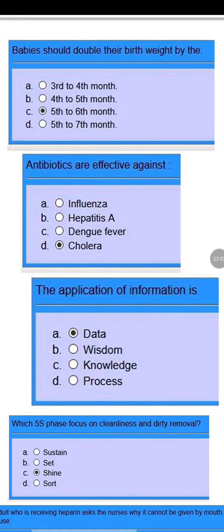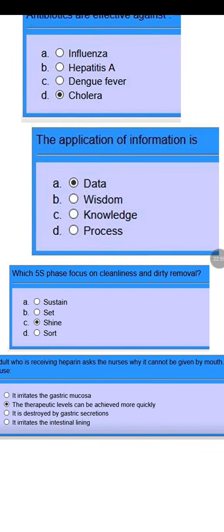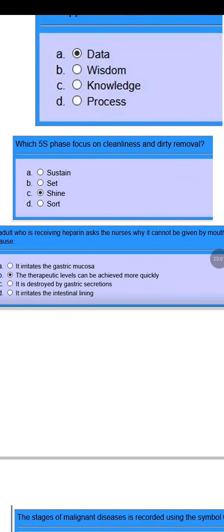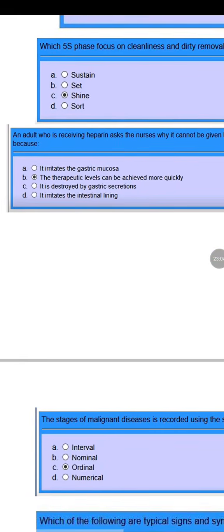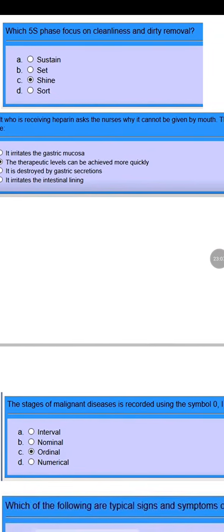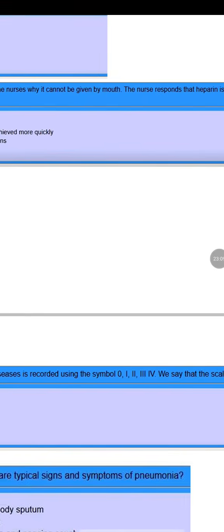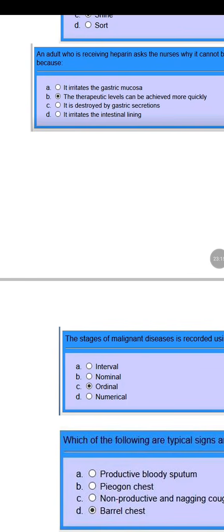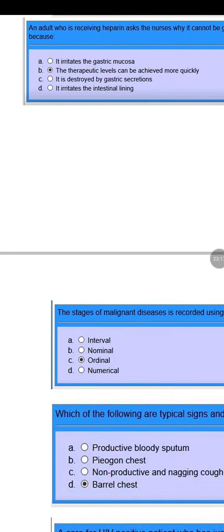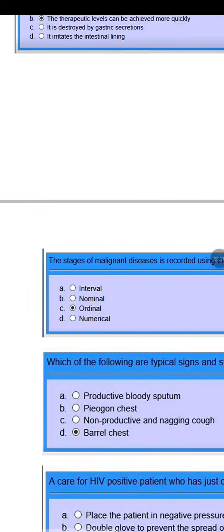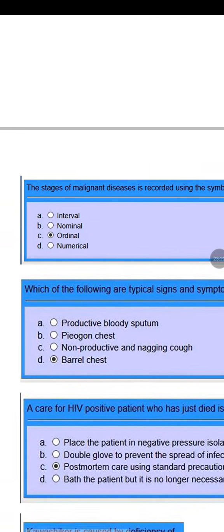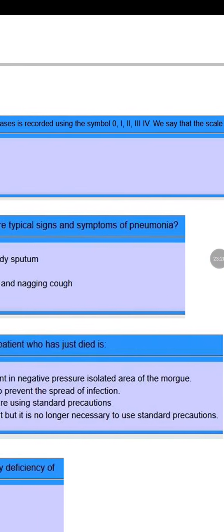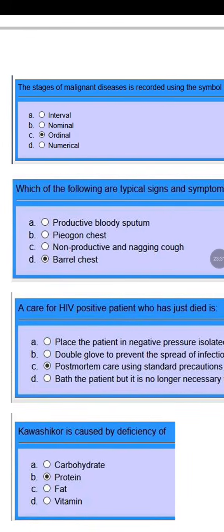Antibiotics are an effective agent. Application of information. Which of the following is correct? In an adult who is receiving heparin, the nurse cannot give it by mouth. The nurse gives heparin parenterally because it is destroyed by the gastric secretion. The stage of malignant disease recovery using the symbolic nature with the scale used.